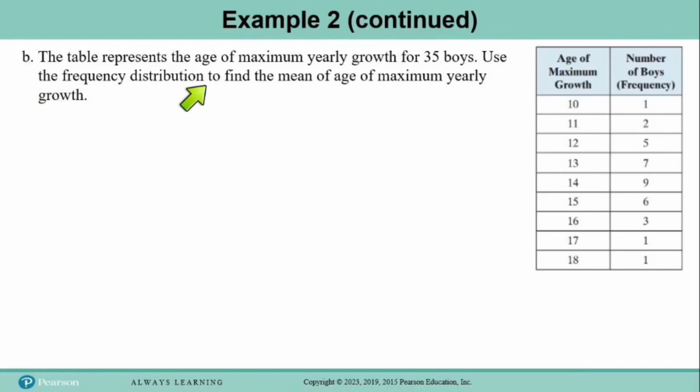Use the frequency distribution to find the mean age of maximum yearly growth. And so here's our frequency distribution. We can see all of the data values in the left column and the frequency for each one of them in the right column. And this time, instead of using the formula, we're going to go straight to the calculator.